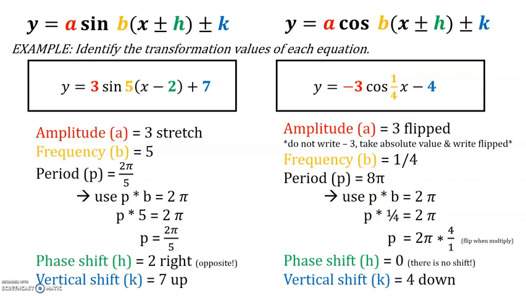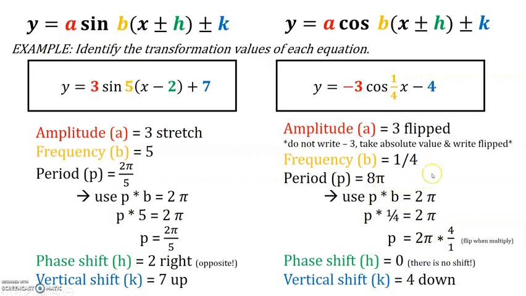So now we have our frequency, we have to use it to find our period. So if I have p times b equals 2 pi, I plug in 1/4 for my b value, and now I'm dividing both sides by 1/4. If you recall, dividing by a fraction is the same thing as multiplying by its reciprocal. So that's why I'm now taking 1/4, flipping it over, making it 4 over 1, and now I just multiply across. 2 times 4 is 8, and then I have pi over 1, so that's why the period is 8 pi.